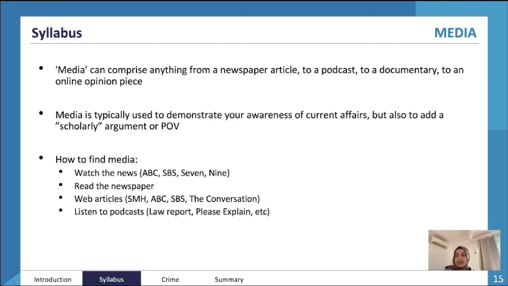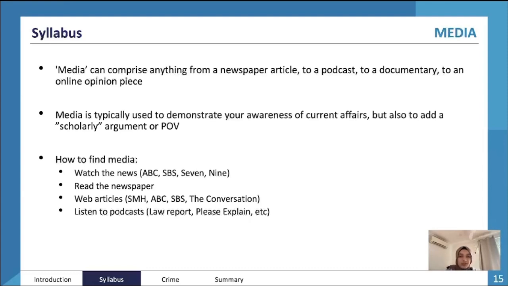If you're arguing that actually the law is only partially effective and there are areas of ineffectiveness, then you could say, and this is shown through this opinion piece or this article. So how to find media? There are a couple of ways that you can do this. First of all, watch the news, right?